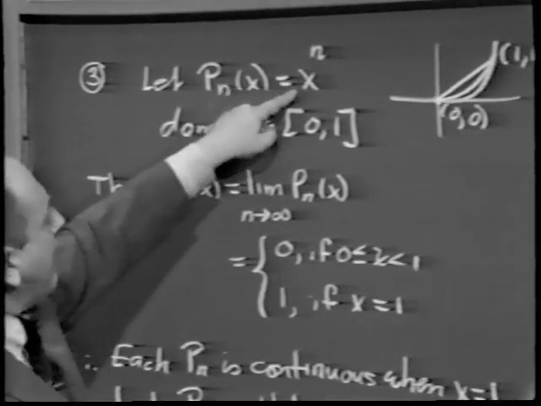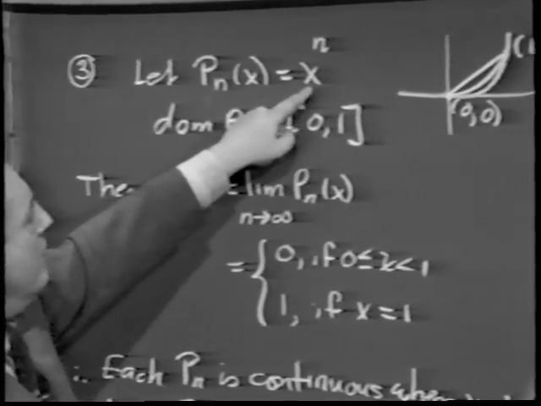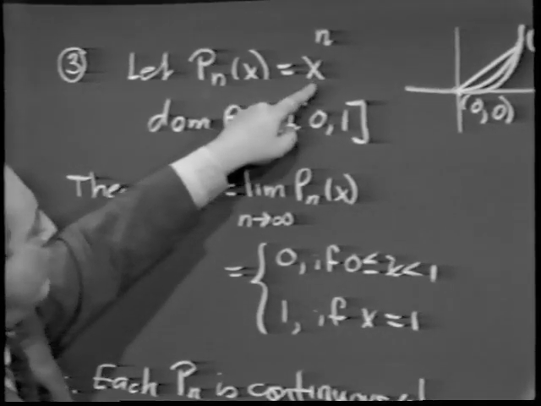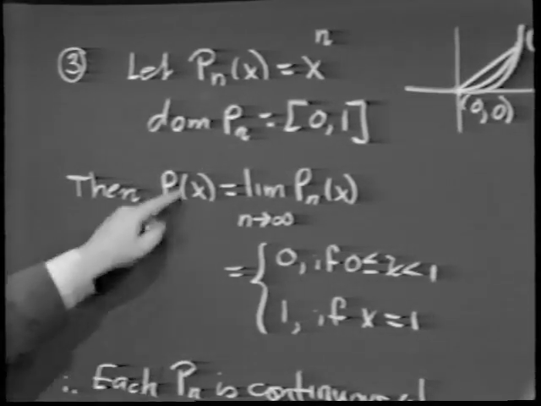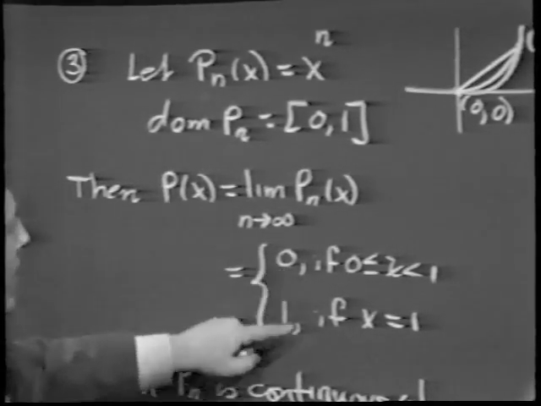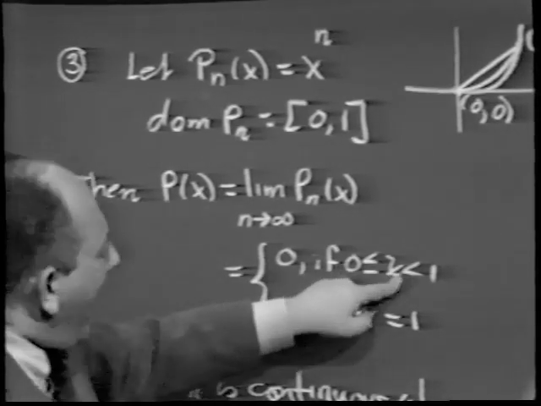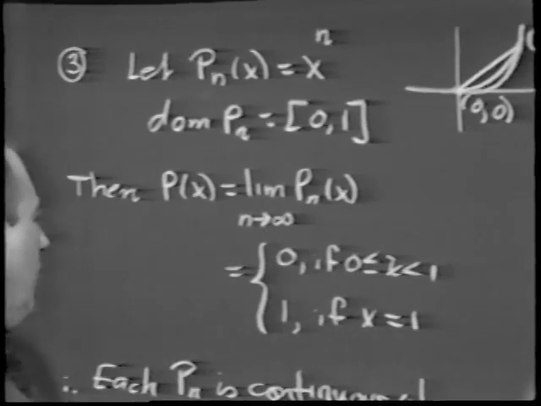x to the n, as n approaches infinity, well, if x is less than 1 in magnitude, x to the nth approaches 0. On the other hand, if x is equal to 1, 1 to the nth power is still 1 as n approaches infinity. Therefore, p of x would be what? It's 0 if x is greater than or equal to 0, but less than 1. And it's 1 if x equals 1.